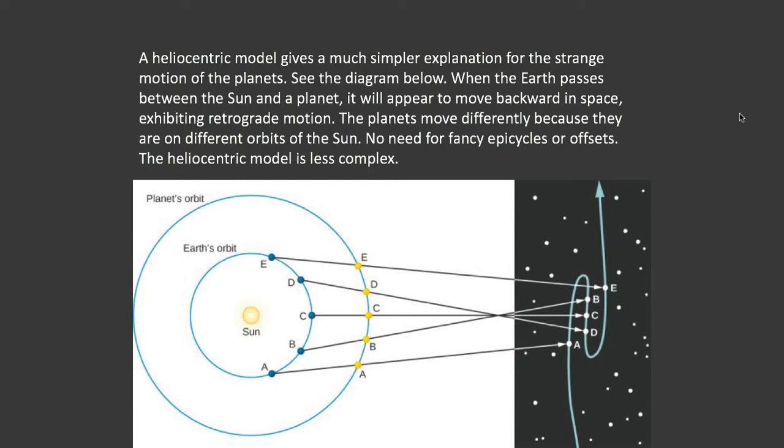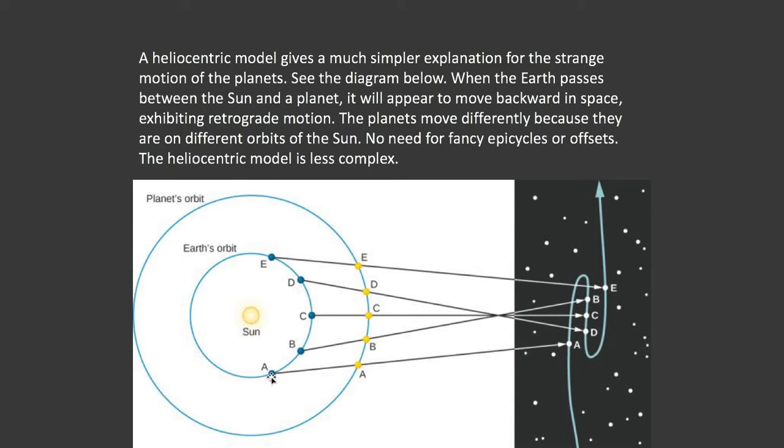So consider retrograde motion, which we talked about in the last video. That's where the planets are temporarily moving backward in space. Well, that can happen naturally in the heliocentric model when the Earth passes between the sun and that planet. So this path here is Earth's orbit, this is a different planet's orbit, and here's the sun at the center.